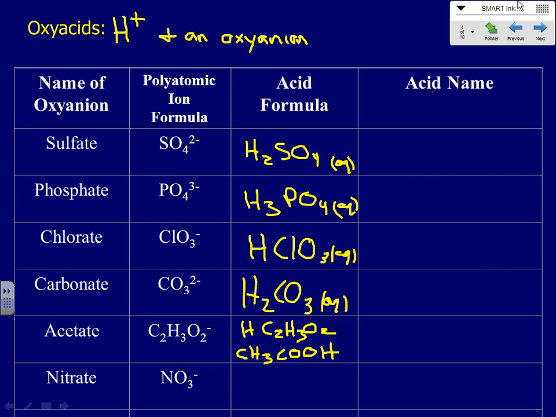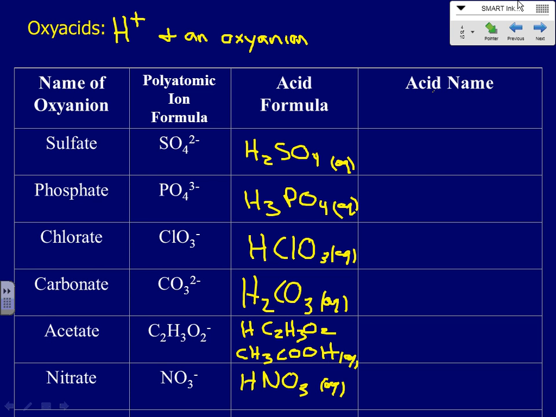Okay, and 1, therefore the nitrate gets 1 H, HNO3, and those are both obviously aqueous. I'll stick an aqueous on that. That's what those scribbles are, aqueous. Okay, now let's come up with the names.